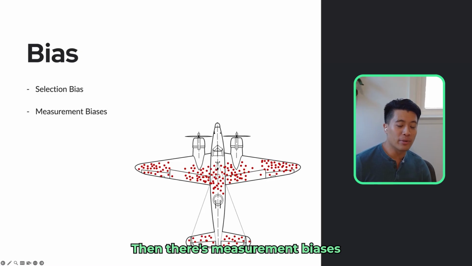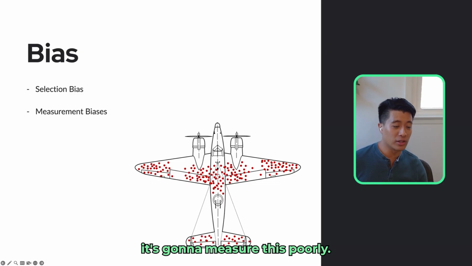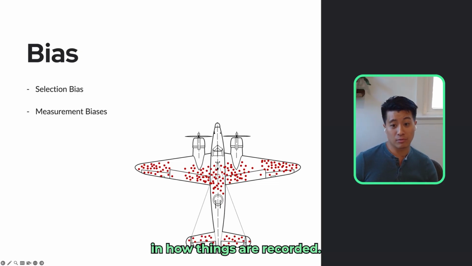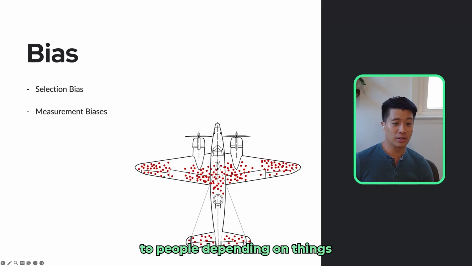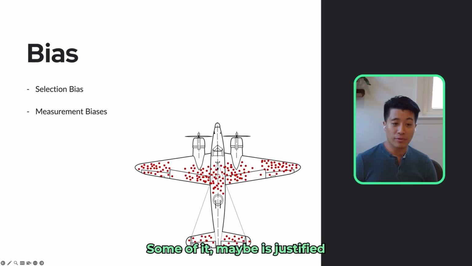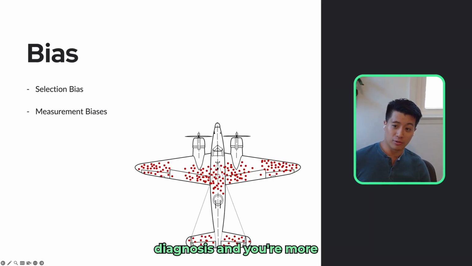Confounding. And there's measurement biases, like, this machine is broken, it's going to measure this poorly, things like that. And then there's also biases in how things are recorded. It's been mentioned before in various literature sources that clinicians will give different diagnoses to people depending on things like their age, their race. Some of it maybe is justified. Like, people who are relatively young usually don't get hit with an Alzheimer's diagnosis.